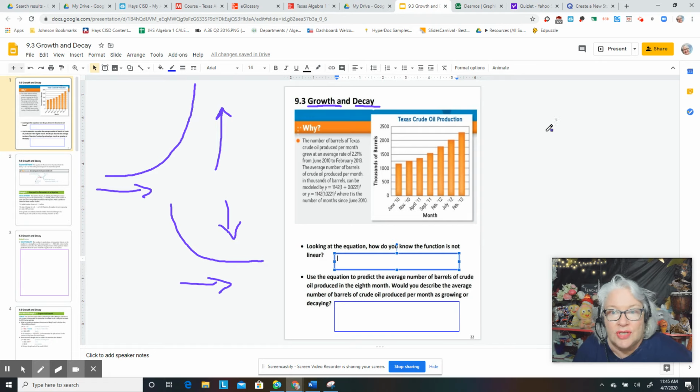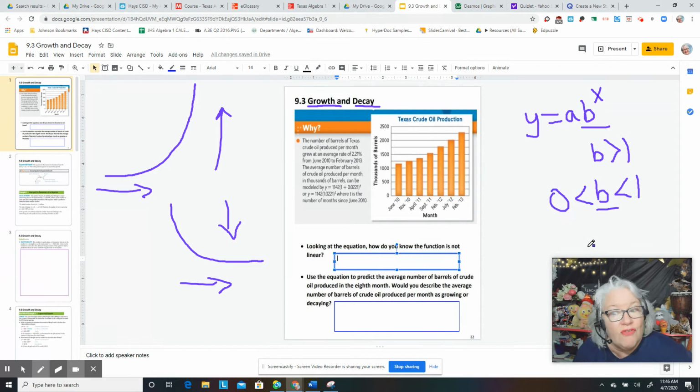The other thing I mentioned, y equals ab^x. When b is greater than 1, that is your growth. When b is less than 1 but greater than 0, when b is a fraction, that is your decay. So those are your two scenarios. Now this section is pretty much going over word problems. Our first word problem is right here.